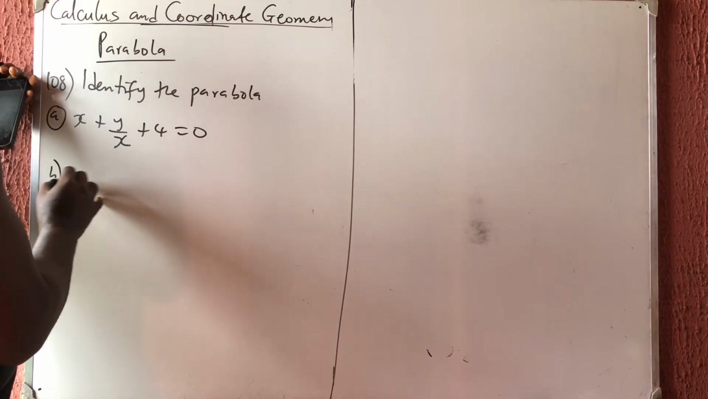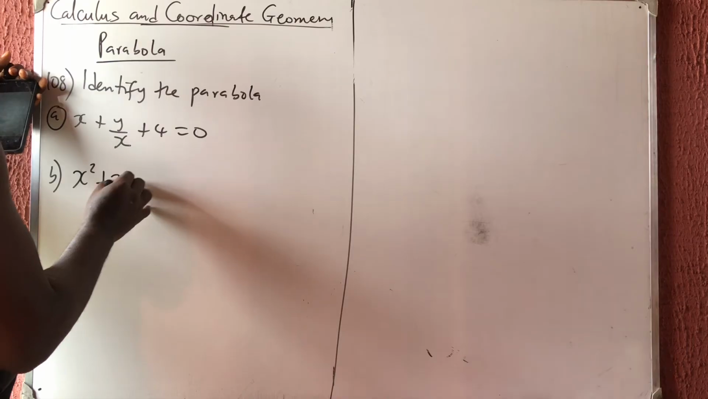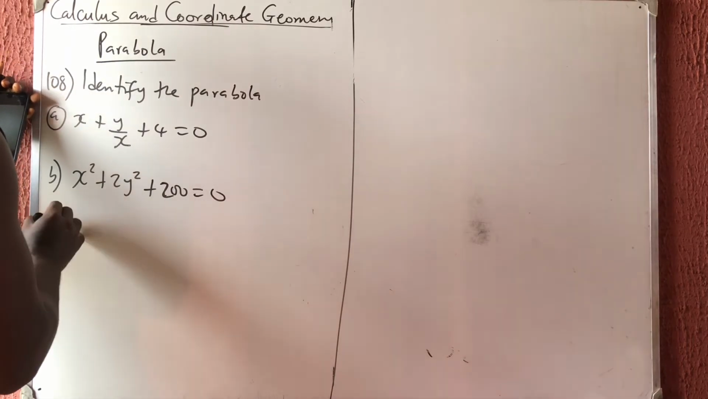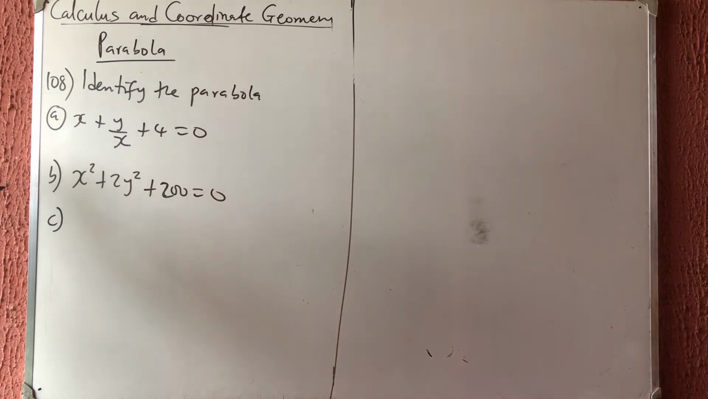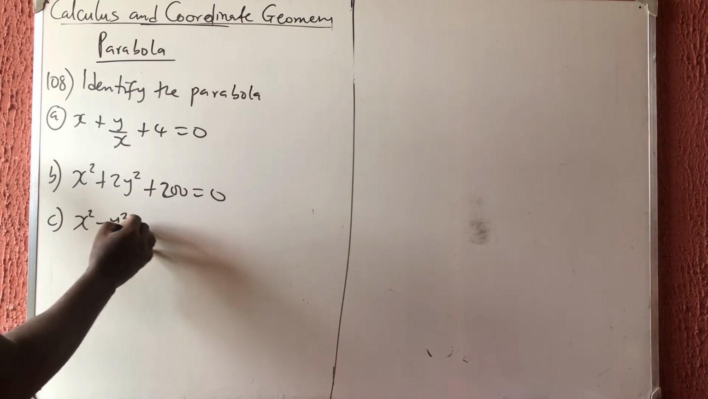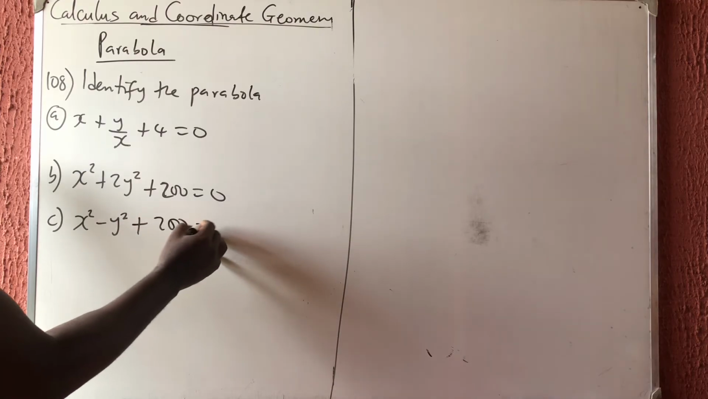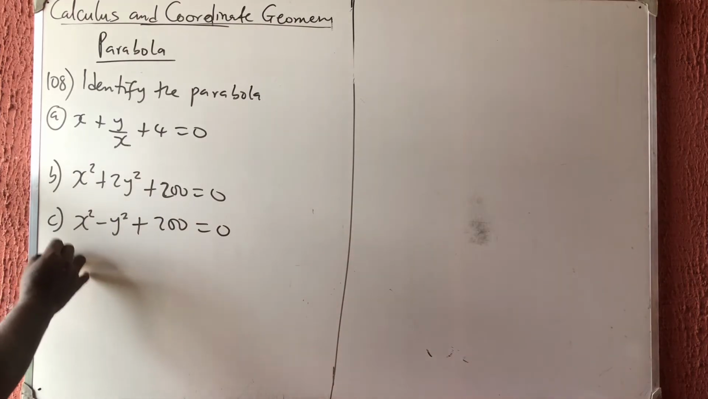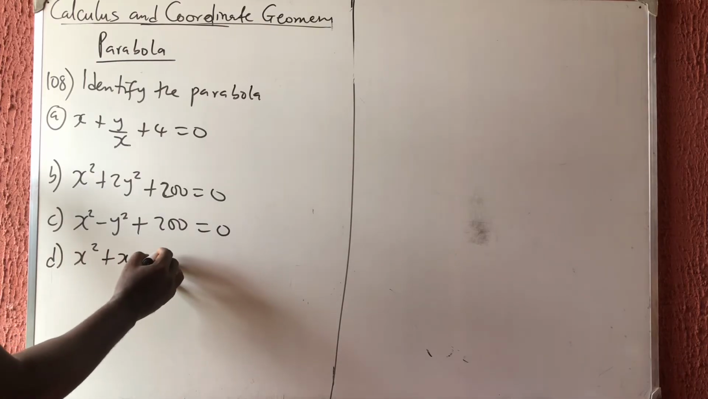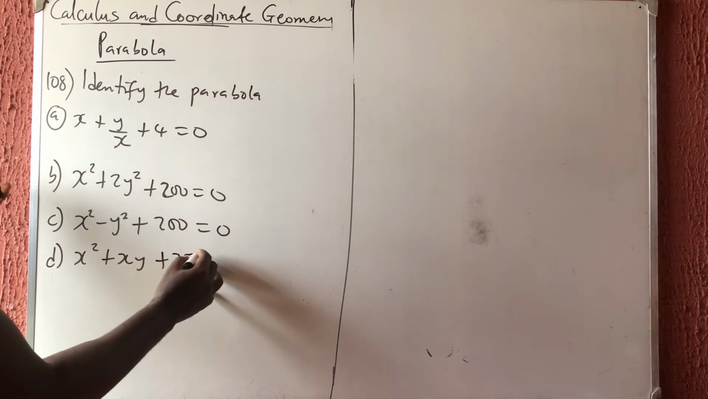Option B said x squared plus 2y squared plus 200 is equal to 0. Option C said x squared minus y squared plus 200 is equal to 0. Option D said x squared plus xy plus 250 equal to 0.